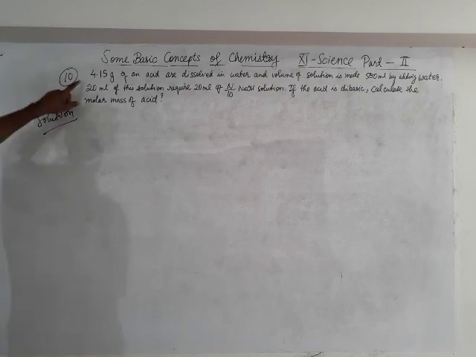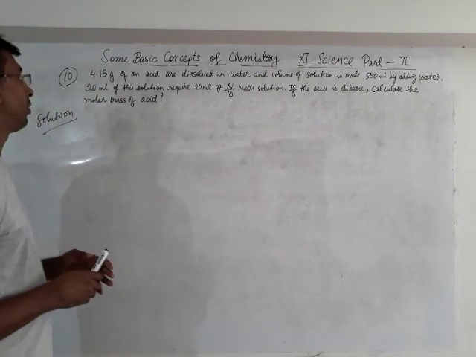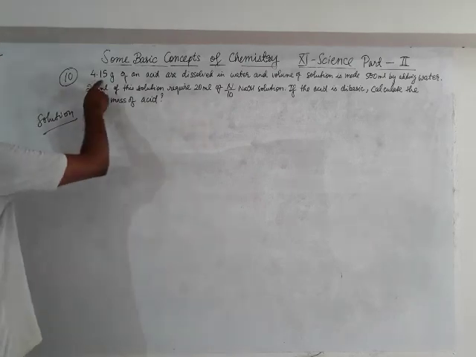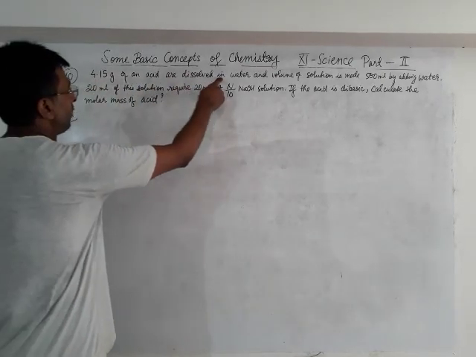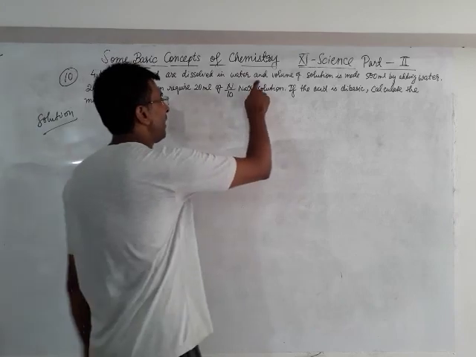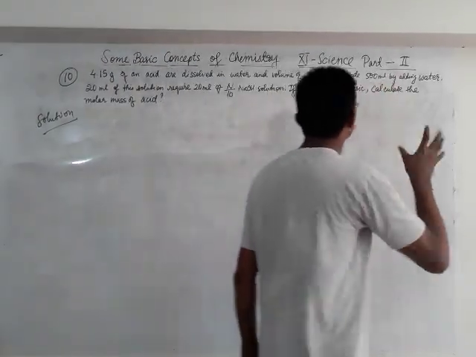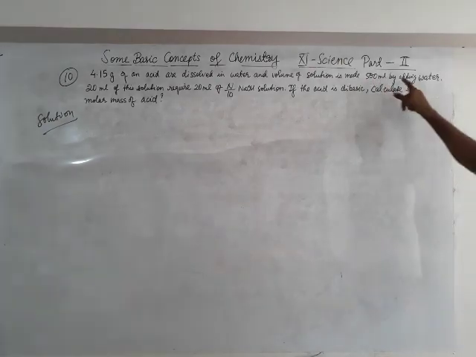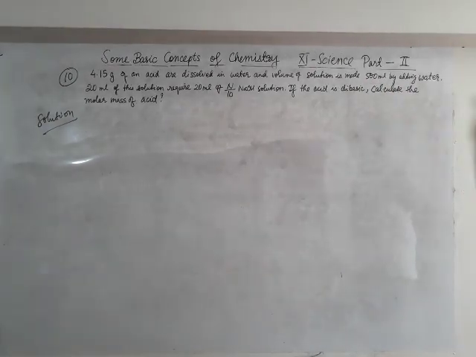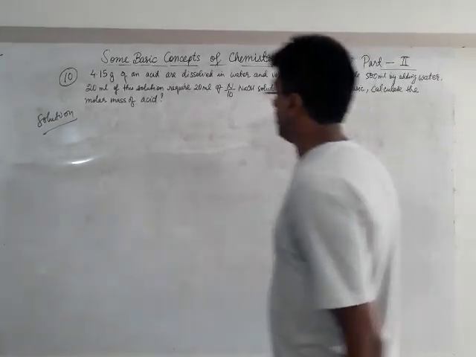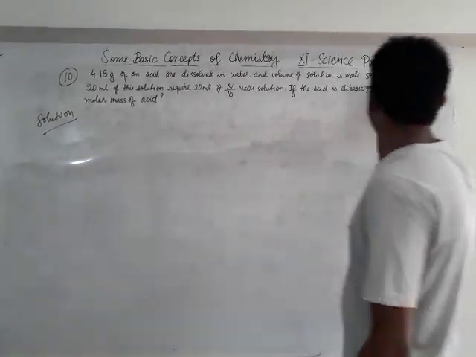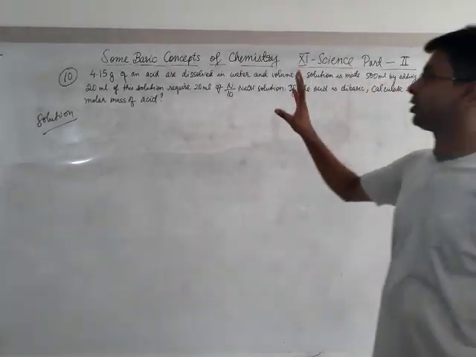4.15 gram of an acid. The name of the acid is not given over here. 4.15 gram of an acid are dissolved in water, and after putting in water, the volume of the solution is made up to 500 ml by adding water. It dissolved completely. Now 500 ml is the volume of the acid solution which is prepared.